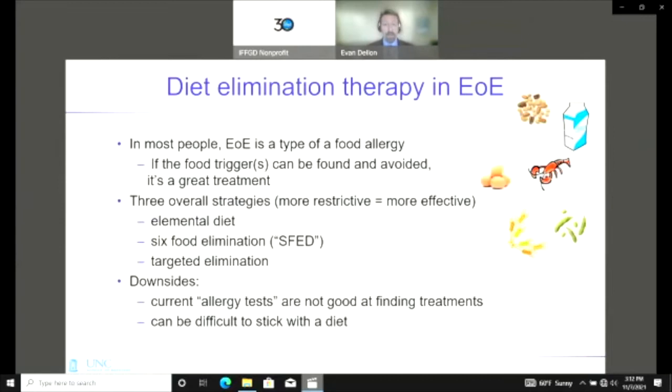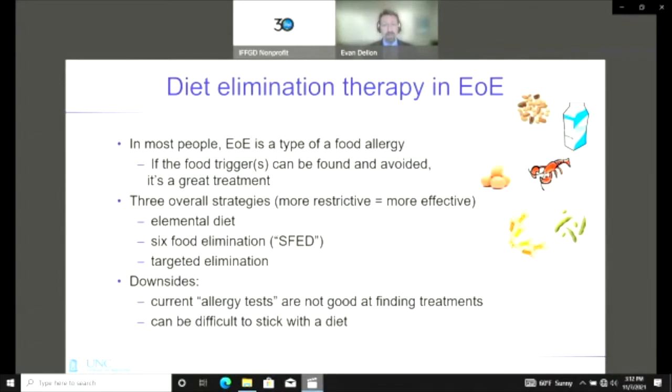Next would be dietary elimination therapy for EoE. Why do we think about this? Well, in most people, EoE is a type of food allergy. And if the food triggers can be found and avoided, this is a very nice treatment. There are generally three overall strategies. For very ill patients or for babies, you can use an elemental formula, which has no allergens in it at all. And that can be very helpful, but it's not very practical for longer term use, particularly in older kids, adolescents, and adults. You can use what's called the 6-food elimination diet or another empiric elimination diet.